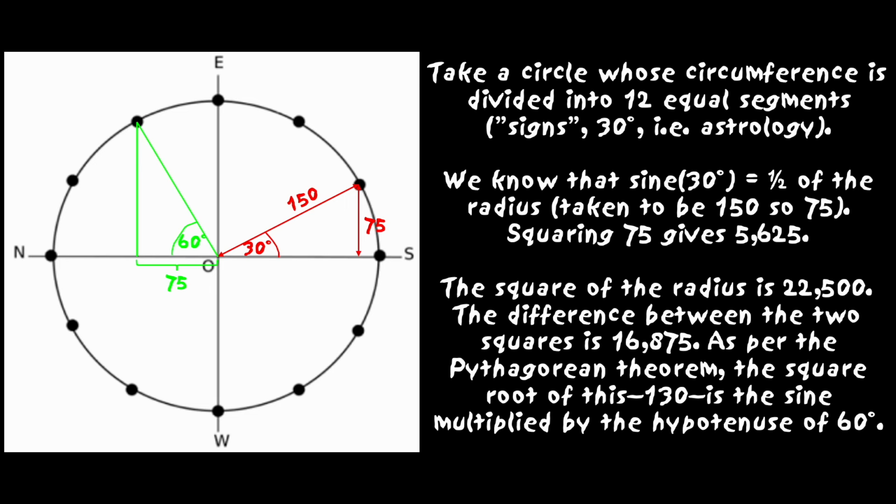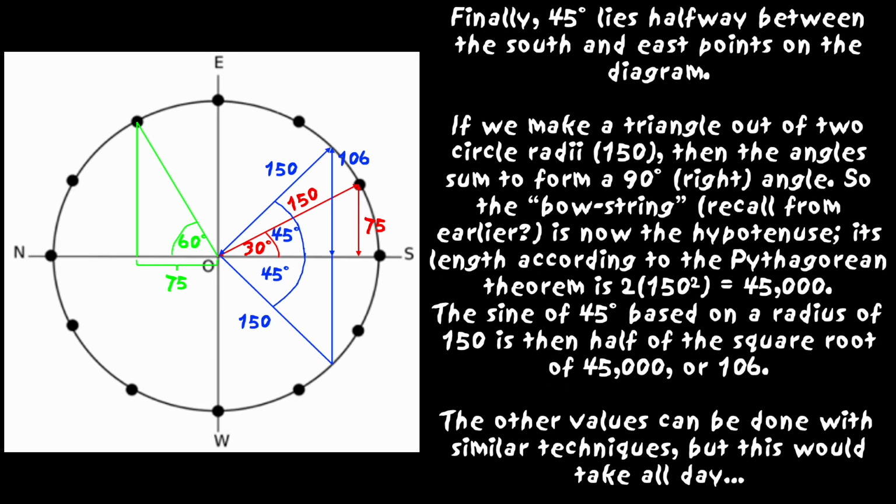The adjacent side is 75, or half the radius, and the hypotenuse, or the radius, is 150. So obviously, by doing Pythagoras' theorem, we can find the length of the opposite side. With this blue triangle, and reflecting it downwards to create a right triangle, we can find the sine for 45 degrees, and we can continue doing similar things to create the rest of the sine table.